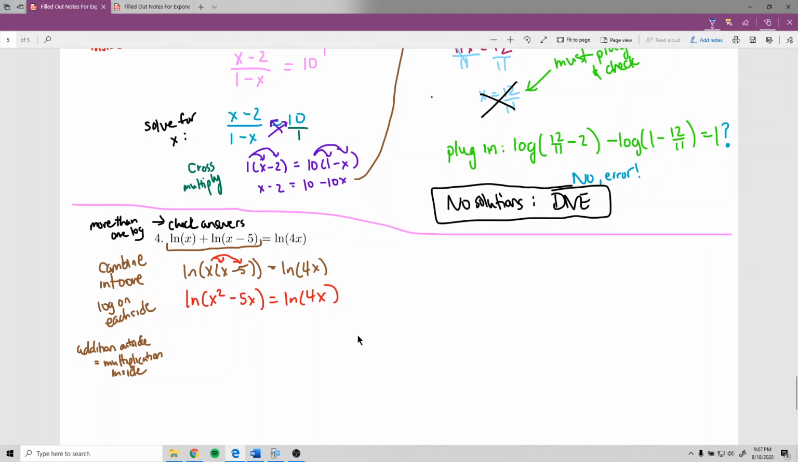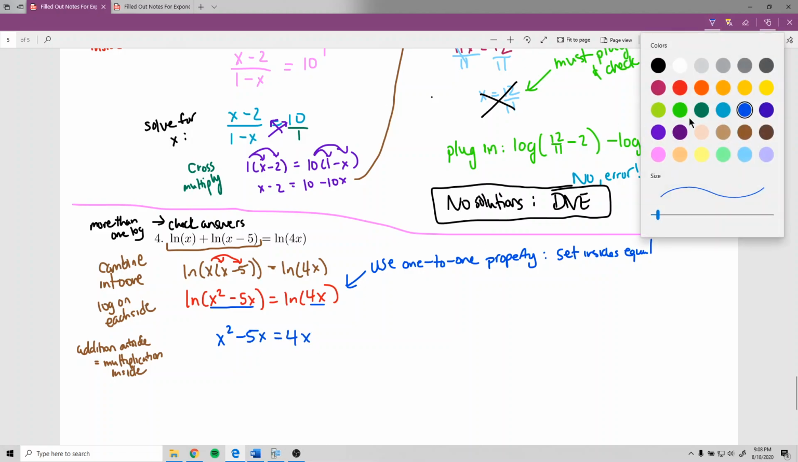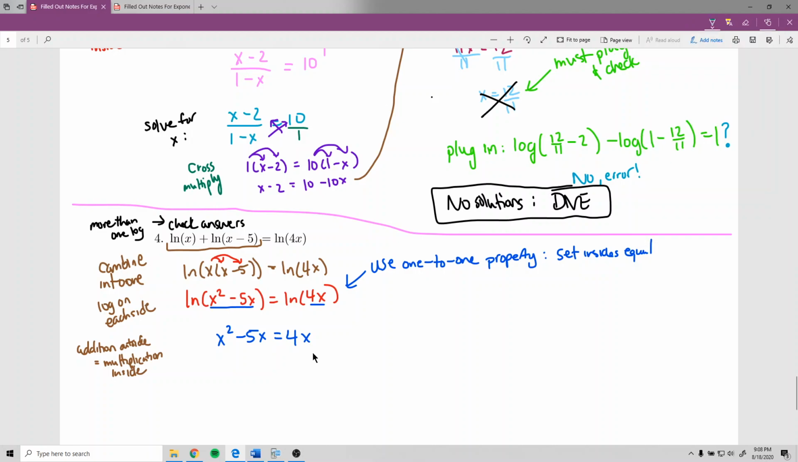Now what you might notice is this looks different than the other log equations we've solved because we have a log on each side. This is when you use the one-to-one property. And we set the insides equal. All right, so x squared minus 5x equals 4x. And we solve this. And honestly, the one-to-one property, when you can use it, especially for logs, is pretty great because it just gets rid of the logs and you don't have to mess around with them at all.